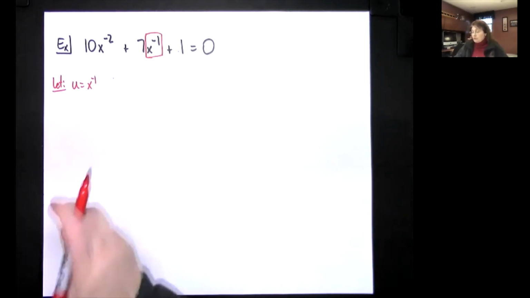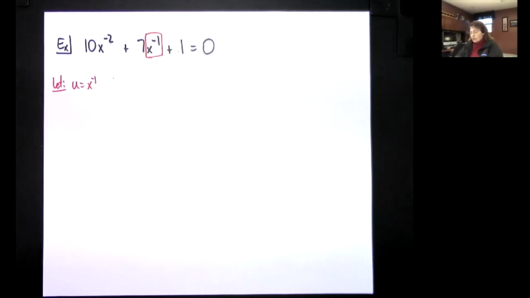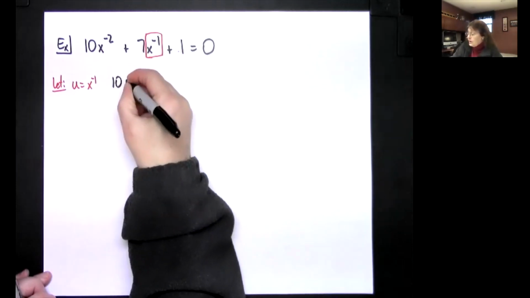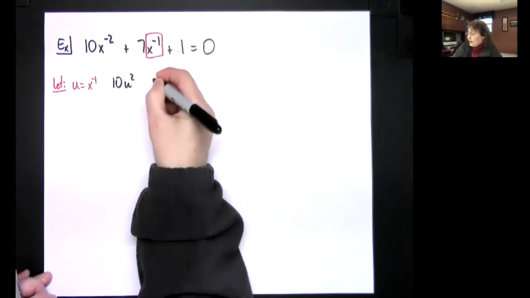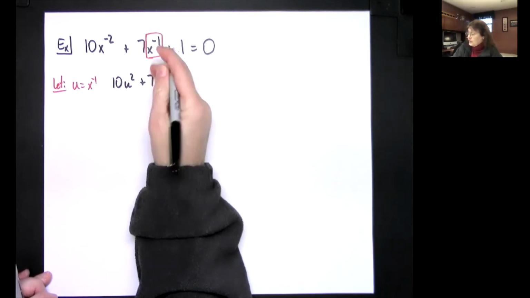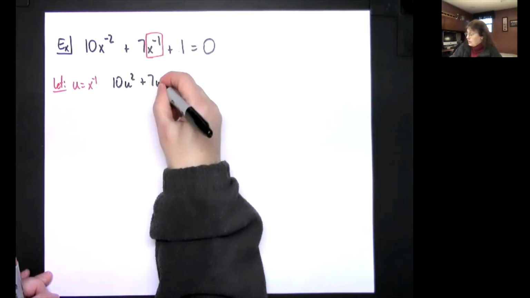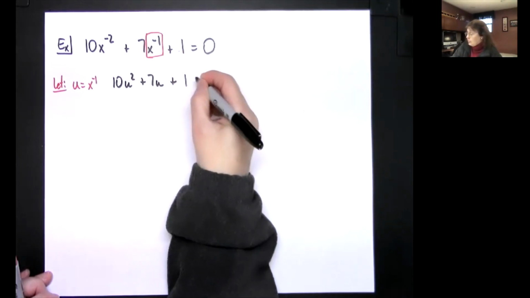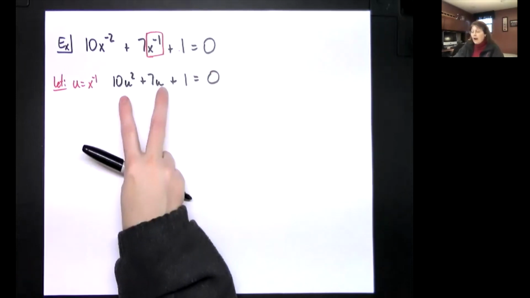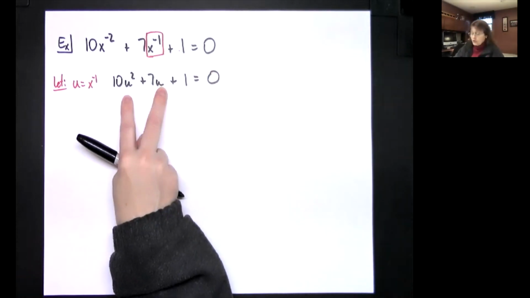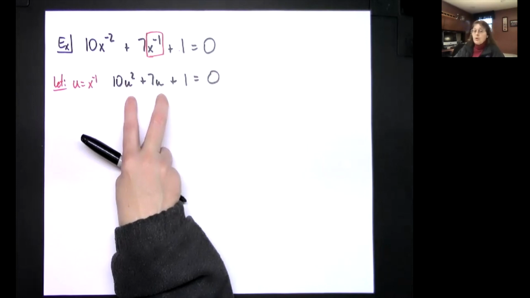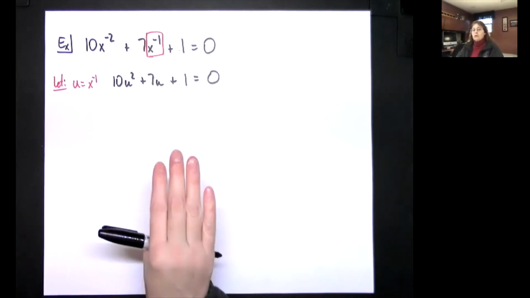I went to red in the last one, so let's switch back and forth. Let's go 10, and then I'll have a U squared. I'll keep the coefficient, and I'll replace that x with U because that's what it is. And then I keep the 1. Now I have just a plain quadratic. I've got positive exponents, so I can do slide and divide on this, and it's going to work.